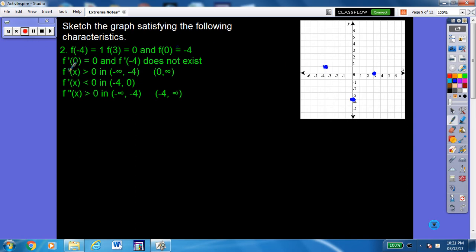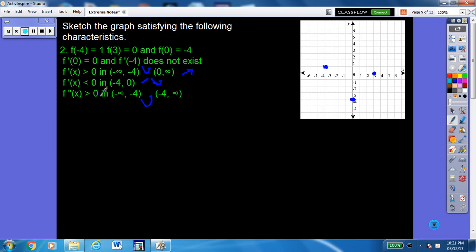Alright, so now the first derivative is positive in these two intervals, and there's a union missing here. That means that the function must be increasing. Negative would mean decreasing, and there's a union missing in this one too.